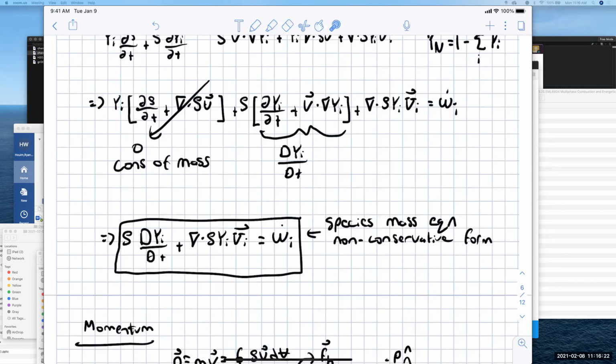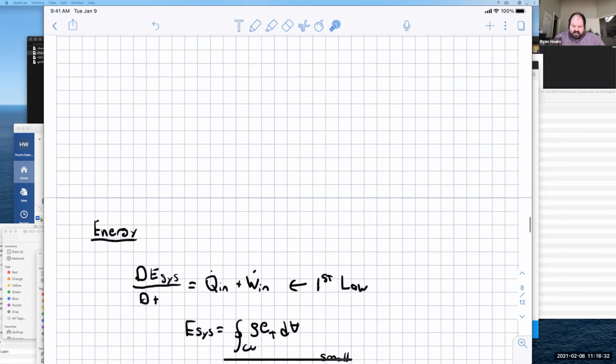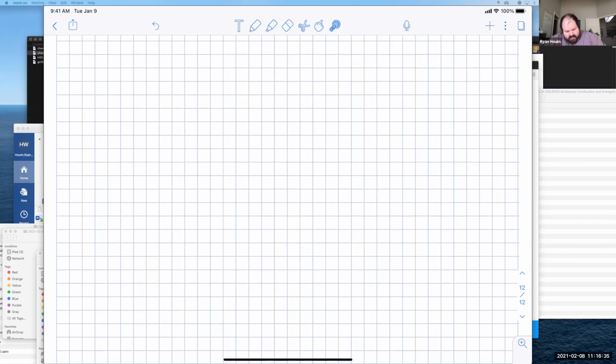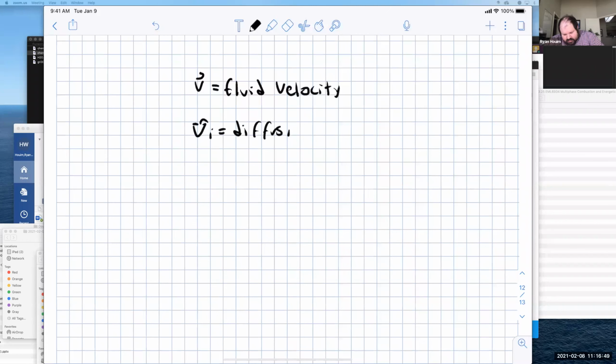Professor, can you go over the difference between earlier when you had Vi and just regular V? Oh, Vi, this here is the diffusion velocity. So let me scroll down. V is the fluid velocity. And Vi is the diffusion velocity.